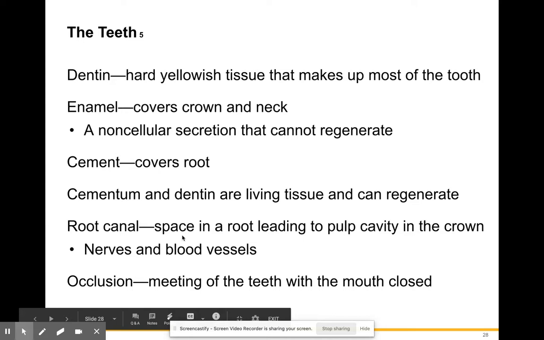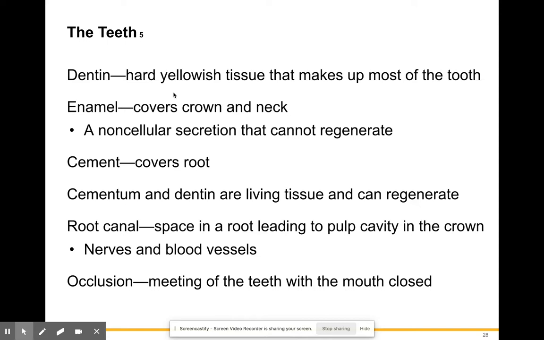Okay, dentin. Dentin is hard yellowish tissue that makes up most of your tooth. The majority of your tooth is going to be called dentin. The outside of your tooth, the crown and the neck, is covered with what we call enamel. And enamel you cannot regenerate. So once you get rid of enamel, it stays gone.